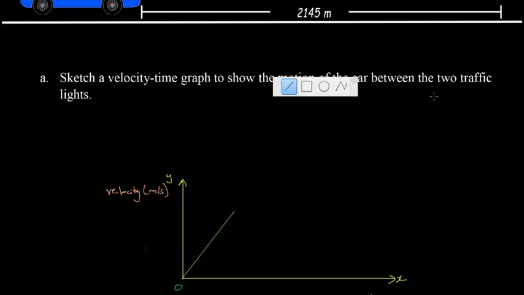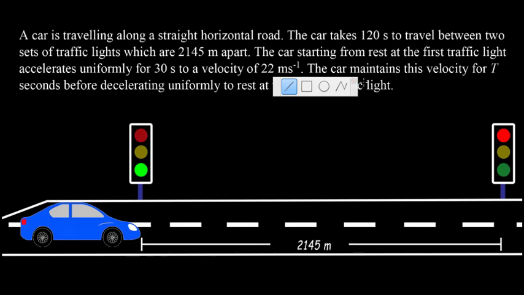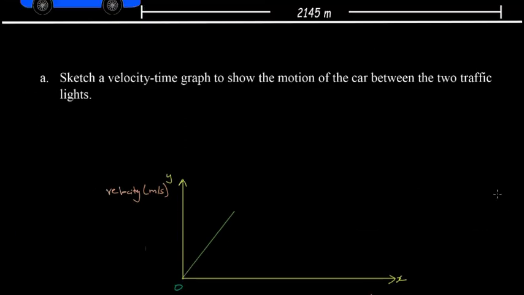Then it says that the car maintains its velocity for t seconds. So it's going to continue. We can show that by a horizontal line, right, for t seconds, which will take us up to about here, and then it's going to decelerate uniformly towards the second stoplight. So we can show that, right, like about that. So that's what we're going to get. So that would be our sketch.